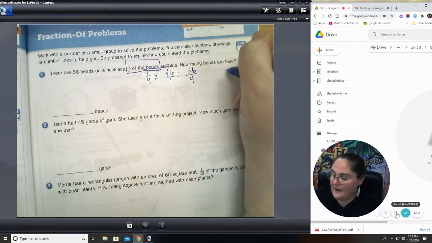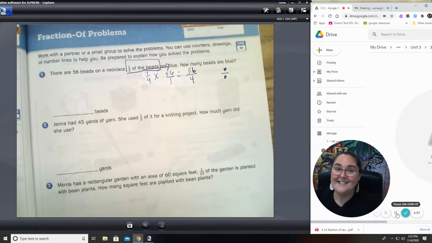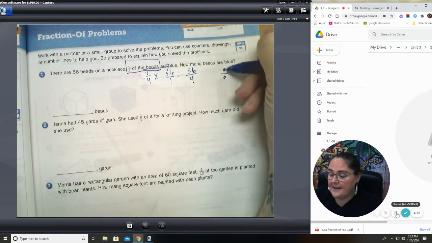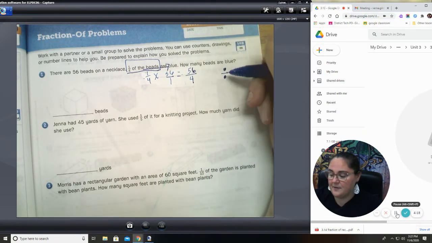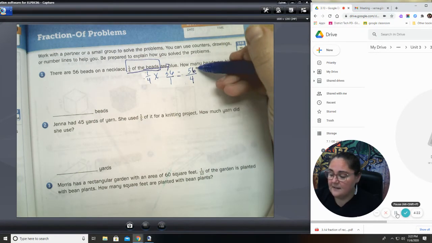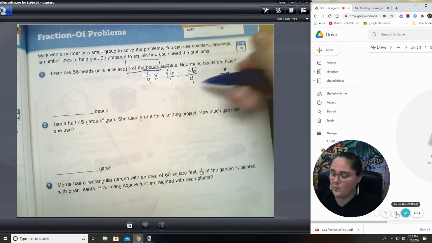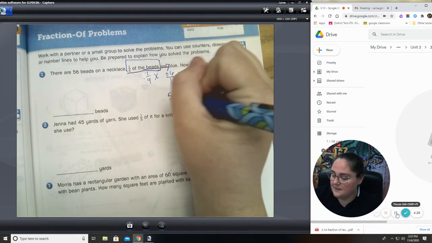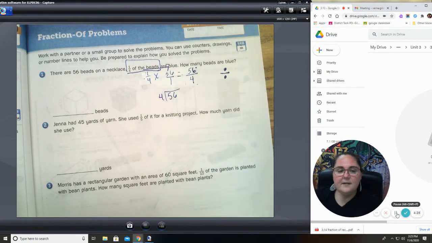Remember, when we look at a fraction, we have a number over another number, so it looks like a division sign. The way that I read this fraction is as a number divided by a number. This line in the middle means divided by. So let's look here. 56 divided by 4. Go ahead and divide that out and tell me what you got.